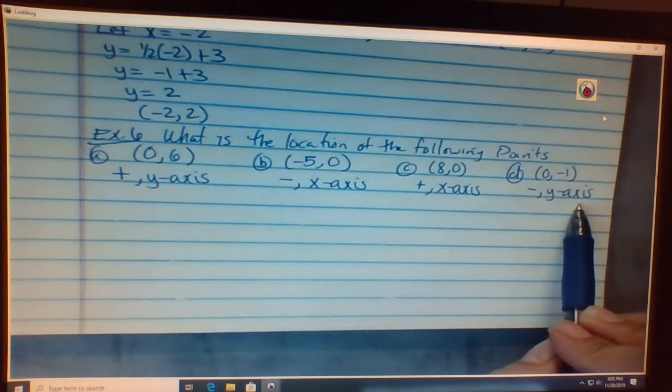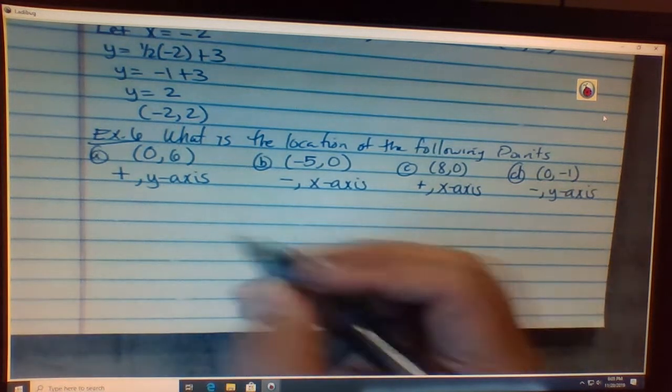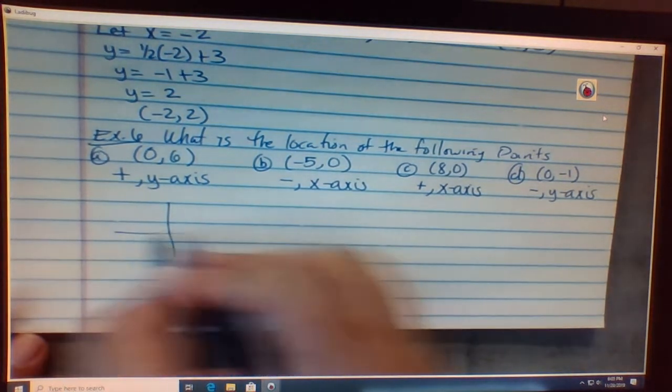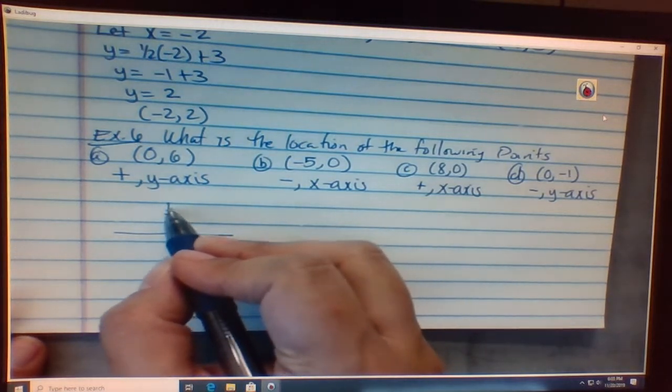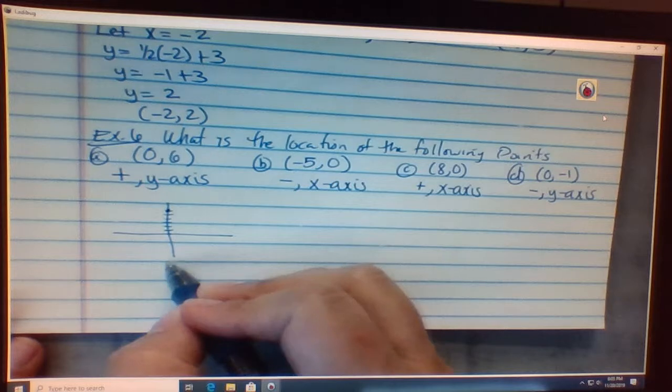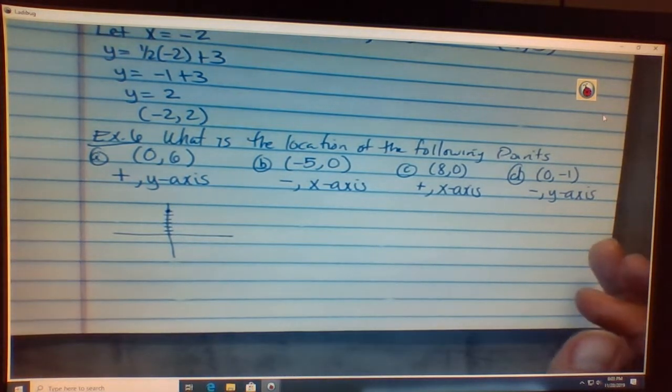Now, if by all means you need to sketch it, you can make yourself a little graph, and you could say, hey, this is 0, but I have to go up 6. It's going to be right there. Hey, it's on the y-axis and on the positive. So if you need to sketch it, you do that.